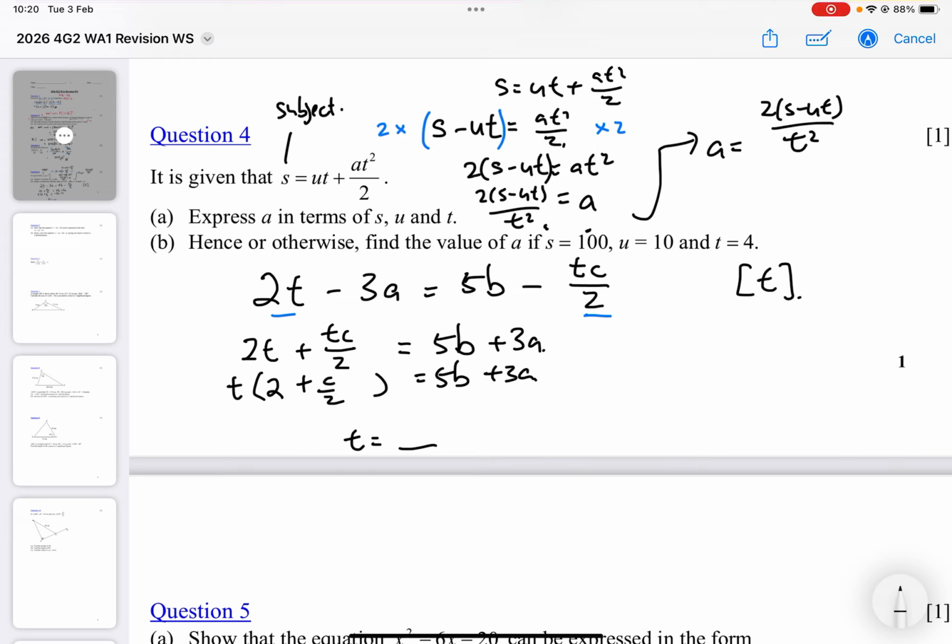Then finally t multiply this bracket, but I only want t, so I will divide both sides with the bracket. Answer.